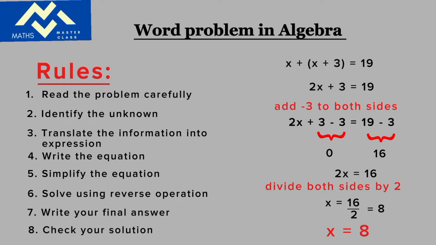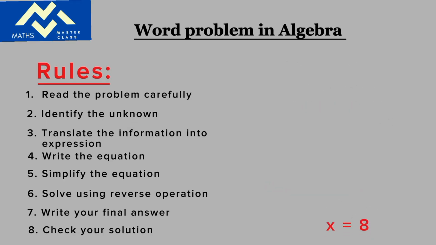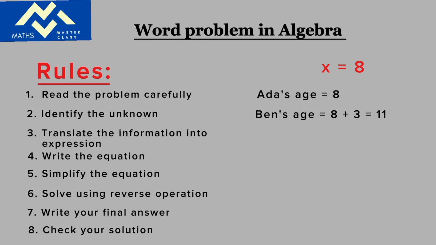8. Check your solution. Substitute your answer into the original problem and confirm it works. Ada's age equals 8. Ben's age equals 8 plus 3 equals 11. 8 plus 11 equals 19. Now let's solve some examples.